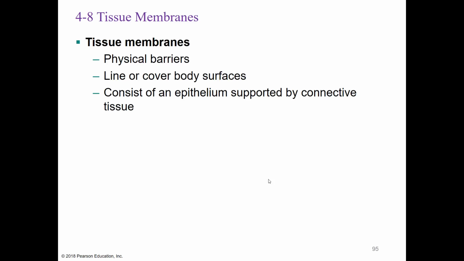All right, so that ends connective tissue. 3 categories: connective tissue proper, fluid connective tissue, and supporting connective tissue, and brings us into membranes. So membranes are physical barriers that line or cover body surfaces. They are made of epithelia supported by connective tissue. So now we know what both of those are, so we can talk about membranes.